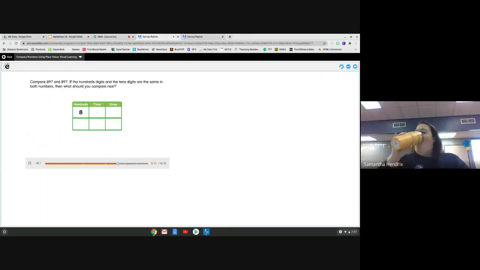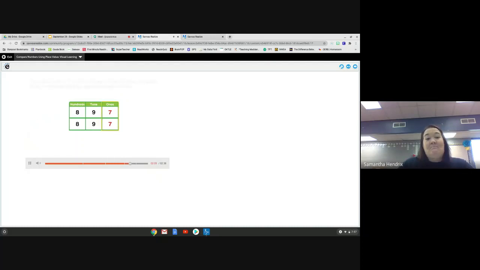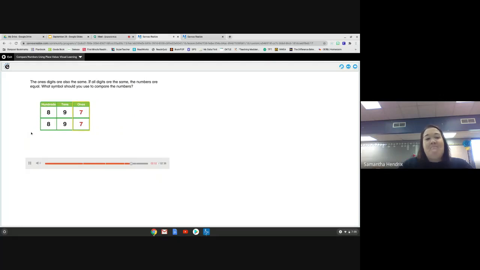Compare 897 and 897. If the hundreds digits and the tens digits are the same in both numbers, then what should you compare next? The ones. The ones digits. What do you notice about the ones digits? The ones digits are also the same. If all digits are the same, the numbers are equal.